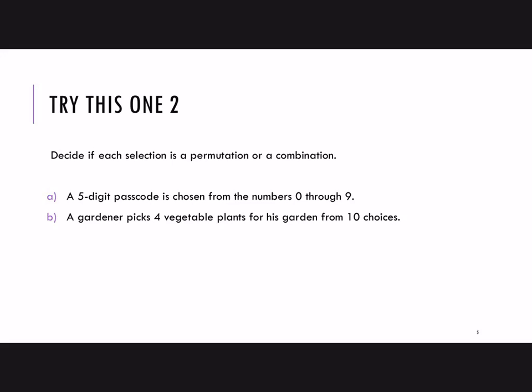2 more examples. A 5-digit passcode is chosen from the numbers 0 through 9. That's a password, or a passcode. The arrangement of the numbers would make a difference. You could have 2 different passcodes if you put the same numbers in a different order. So that is a permutation. And then a gardener picks 4 vegetable plants for his garden from 10 choices. So this is picking or choosing 4 out of 10, no arrangement or order that's implied. So this is a combination.